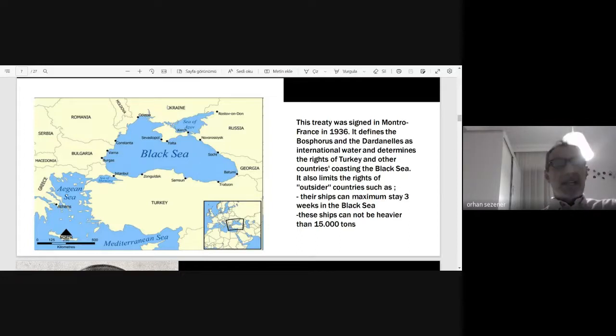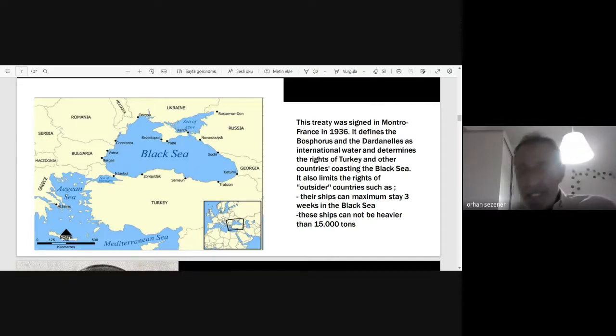And a treaty was made between the countries coasting the Black Sea and some of the neighboring countries in 1936. It was named after the city where the treaty was signed in France, in a town called Montreux. My spelling might be wrong though.